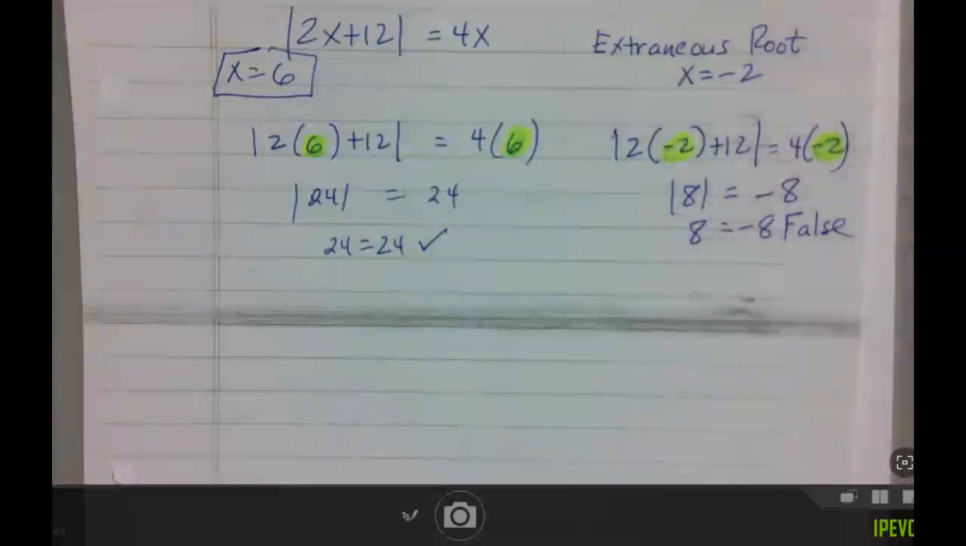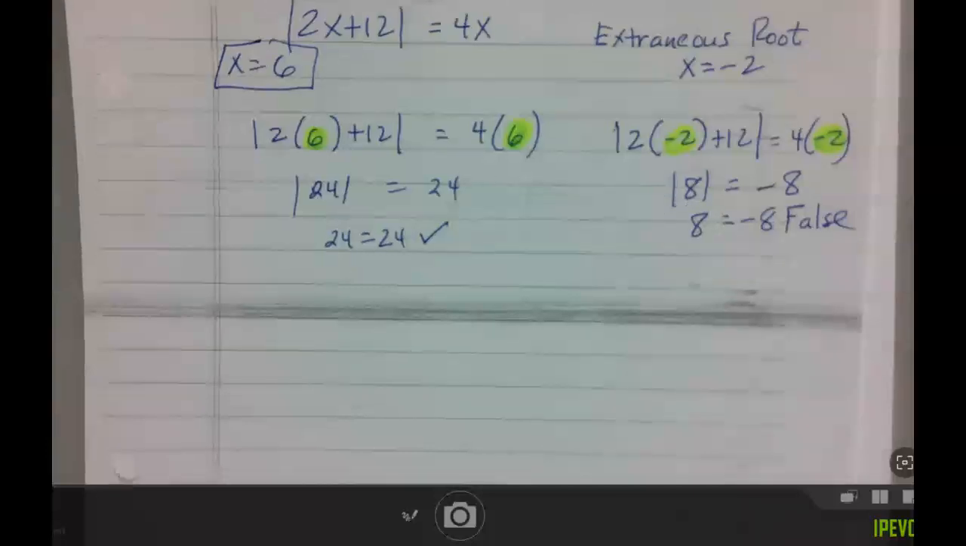Questions? Am I going too fast? Because I can do this in my head. Just tell me to slow down. Are we okay so far? Okay. Okay, example 3, is that right?